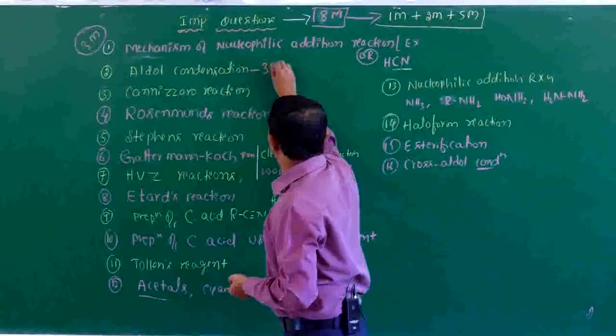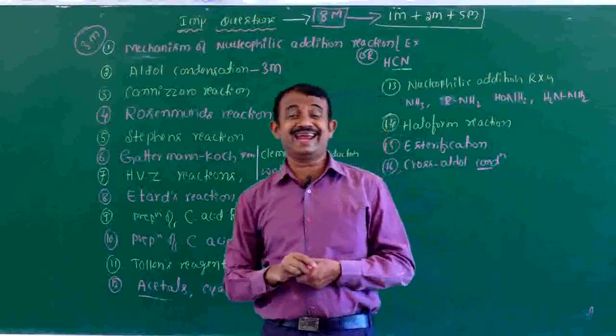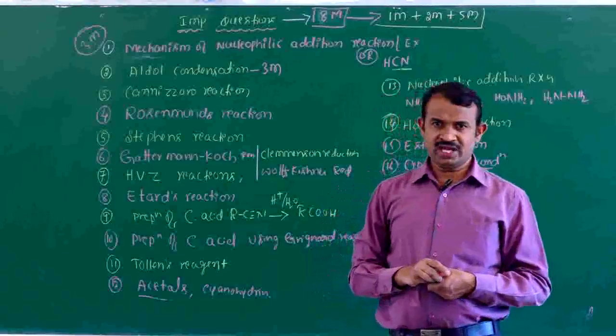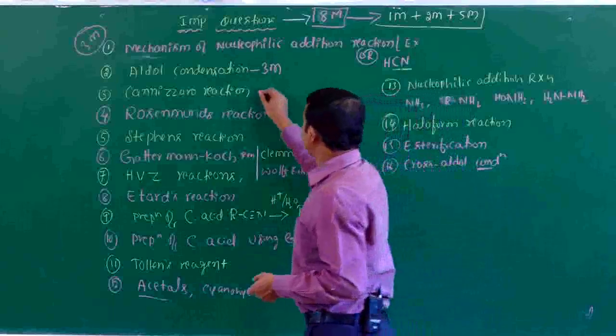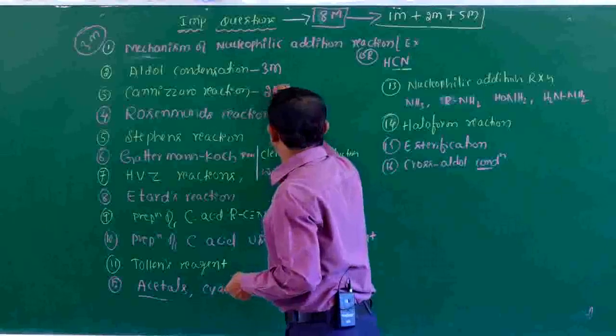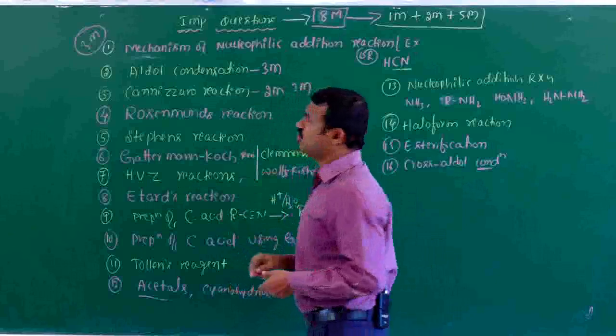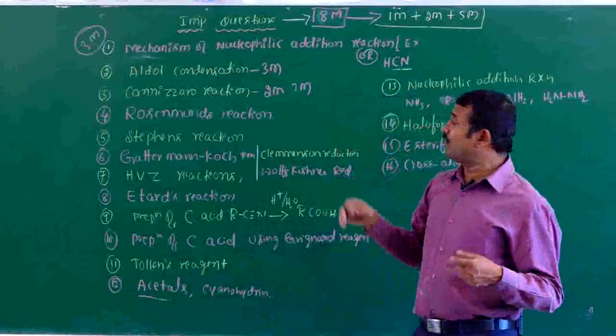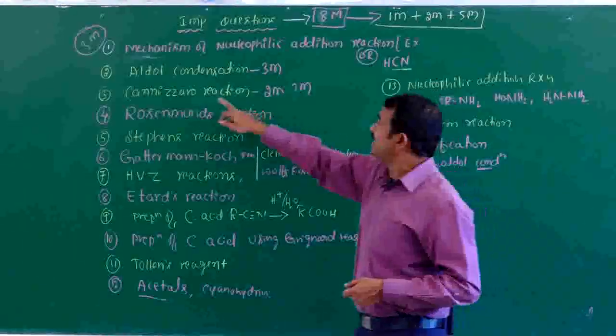Explain the aldol condensation. Write the equation. This is a 3 marks question. Next one, another one, it is a 2 or 3 marks question. This is also the Cannizzaro reaction. The number of named reactions is more here. It is a Cannizzaro reaction.